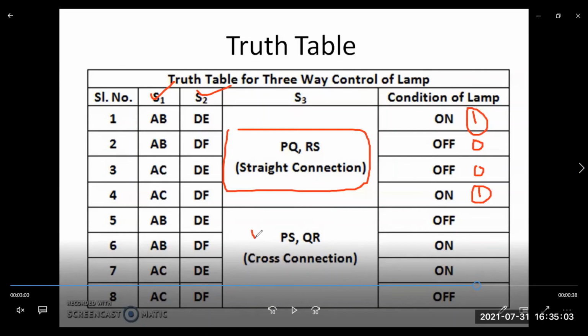And likewise, you can go ahead with the cross connection. You have to pull down the switch, then it becomes cross connection. So A, B, and D: the bulb is at off condition. Then A, B, and DF: the bulb is at on condition. AC and D: the bulb is at on condition. And finally, AC and DF: the bulb is at off condition. There are 8 sets of conditions you have to verify in case of three-way control of lamp.